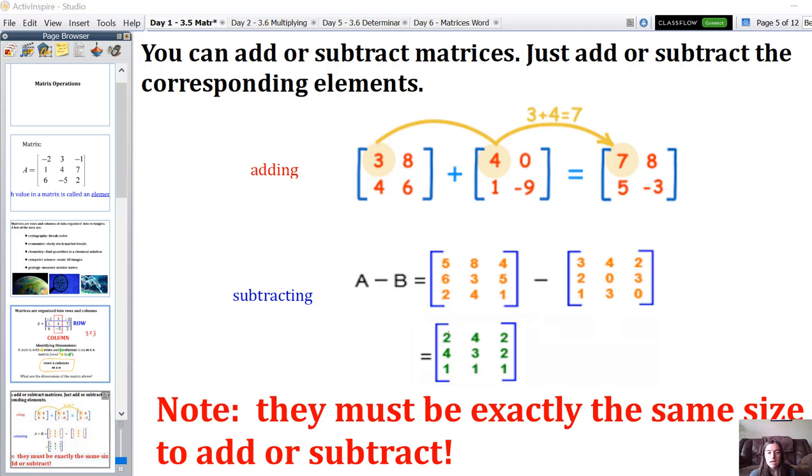When we are adding and subtracting matrices, they have to have the exact same dimensions. We have a 2 by 2 here and a 2 by 2 here, so we can add them. We have a 3 by 3 here and a 3 by 3 there, so we can subtract them. If we had one that was, say, a 2 by 2, and then another one that was only a 2 by 1, we would not be able to add or subtract them. They have to have the same dimensions in both matrices in order to add or subtract.